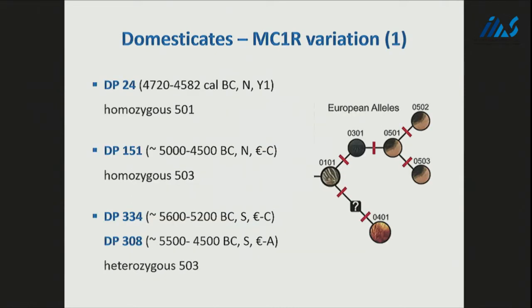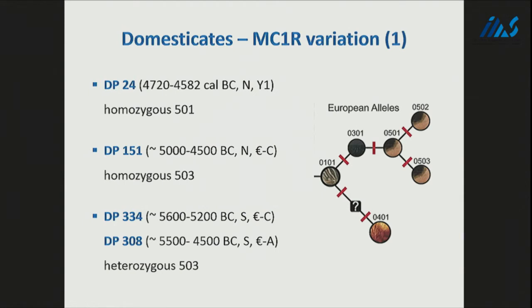Now let's look at the MC1R variation in the early domesticates. And indeed, we found in one animal that also has the Near Eastern mitochondrial haplotype that it is homozygous for haplotype or allele 501. And this is this haplotype here. It gives rise to a black spotted coat. The same we found for another animal, but genetically it's different. It's homozygous for a different allele, 503, but it gives rise also to the same spotted appearance. So this was very exciting.